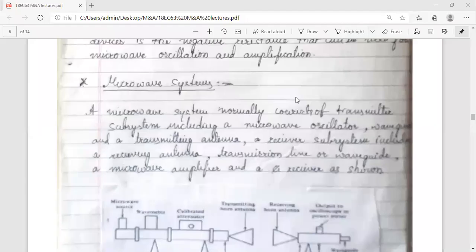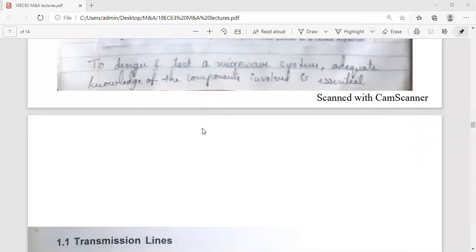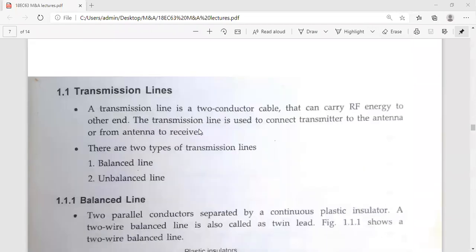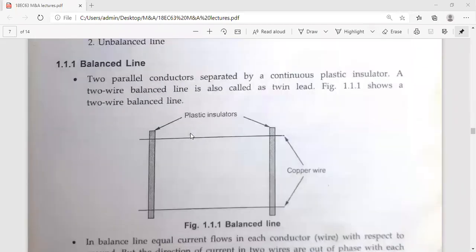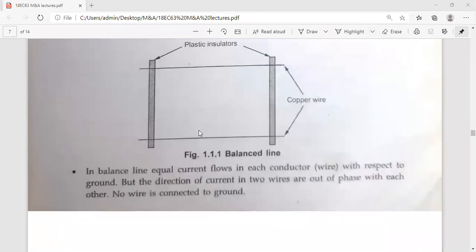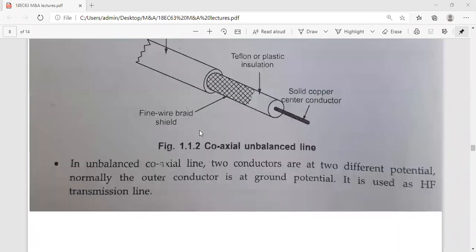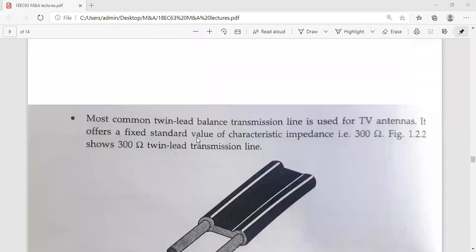Hello everyone. In the previous discussion, we discussed the microwave system in general, how a system will be there, and we have seen different types of transmission lines. Practically, a few you might have seen. So we have just listed them, and I had shown you some figures in the class.